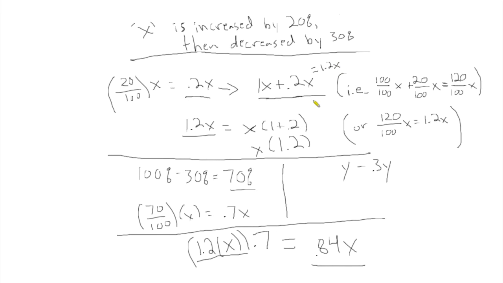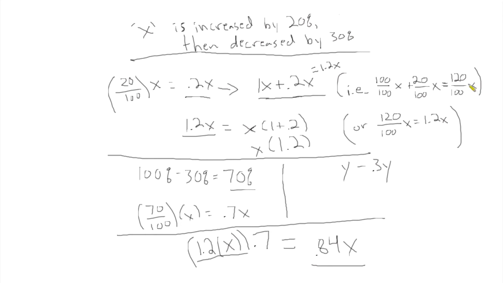If you want to think about it in terms of fractions, you can say 1x is 100 100ths of x, plus we increase it by 20%, 20 100ths of x. 100 100ths x plus 20 100ths x is 120 100ths x. So it's like we're taking 120% of x, basically. So if you're increasing by 20%, that's the same as taking 120% of x.